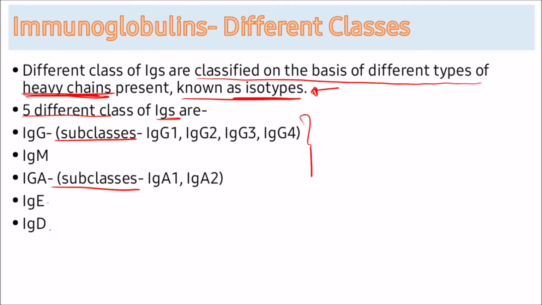This question was asked in GATE 2015, I guess. Which of the following classes of immunoglobulin have subclasses? Your options were IgG, M, D and E. So the correct option was IgG. It has subclasses. Apart from IgG, IgA also has subclasses, but it was not mentioned in the options.